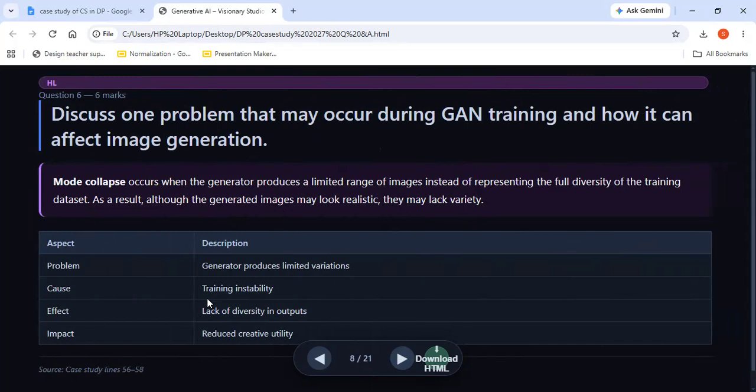The reason is training instability. If you don't train properly, then this happens: lack of diversity in outputs, and the impact is reduced creativity.